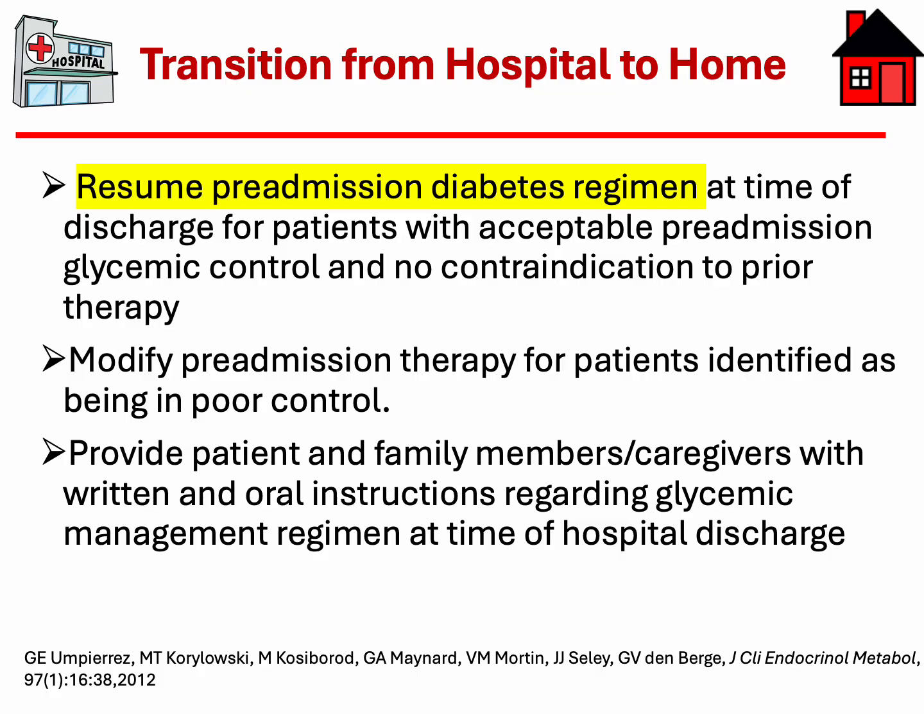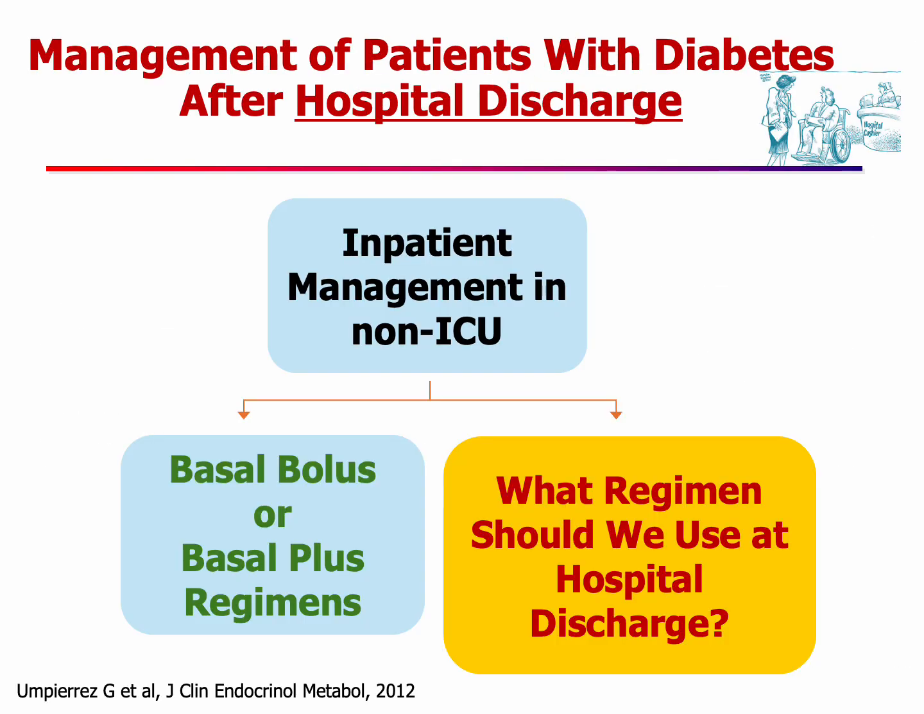Resume the pre-admission diabetes regimen at the time of discharge for patients with acceptable pre-admission glycemic control and no contraindication to prior therapy. Modify pre-admission therapy for patients identified as being in poor control. And finally, provide patients, family members, and caregivers with written or oral instruction regarding the glycemic management regimen at the time of hospital discharge. So, when the patient improves and is ready to go home, the question now is what regimen should we use?